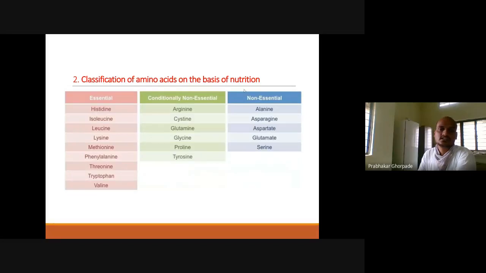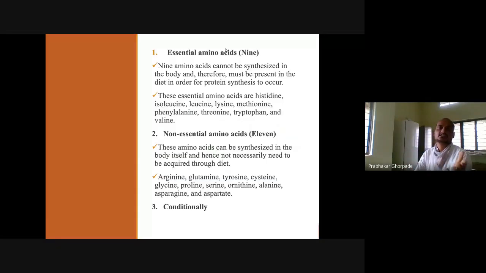And this is a classification of amino acids based on nutrition. We call them essential amino acids, conditionally non-essential, and non-essential amino acids. Based on whether amino acids can be synthesized in the body or not, we can classify them as essential amino acids. So these are the essential amino acids.